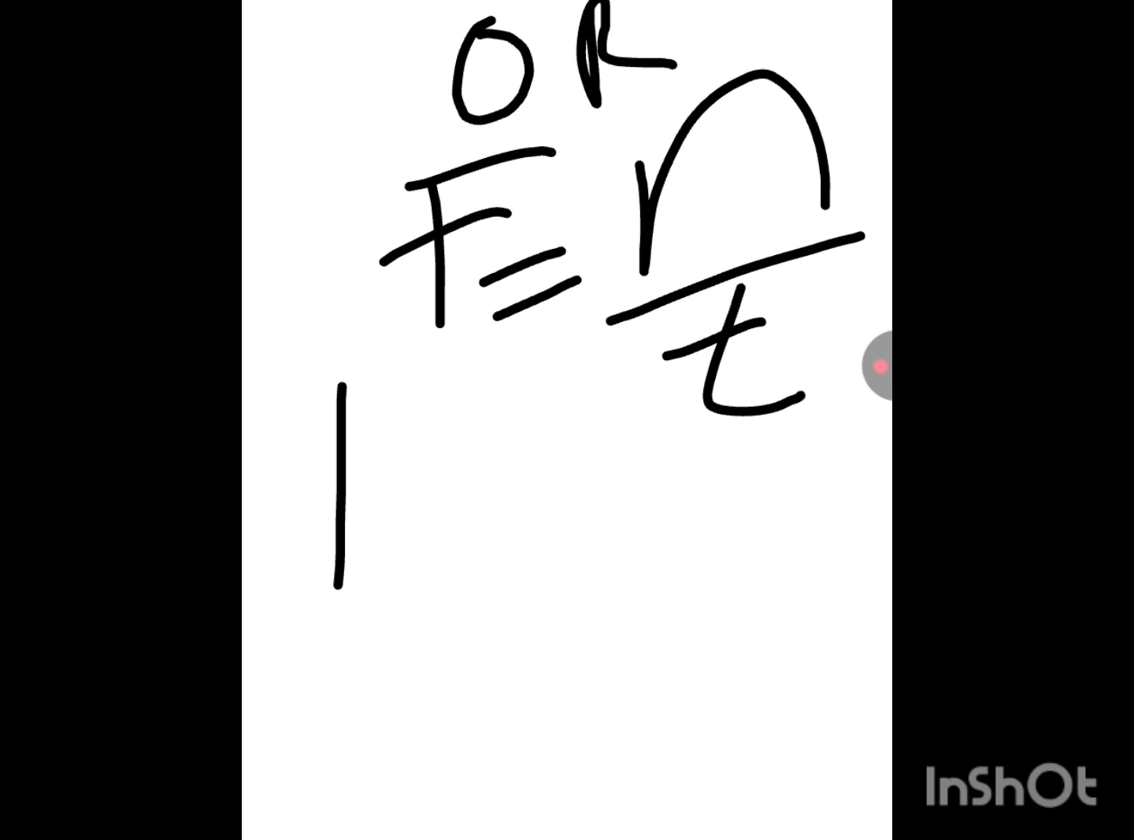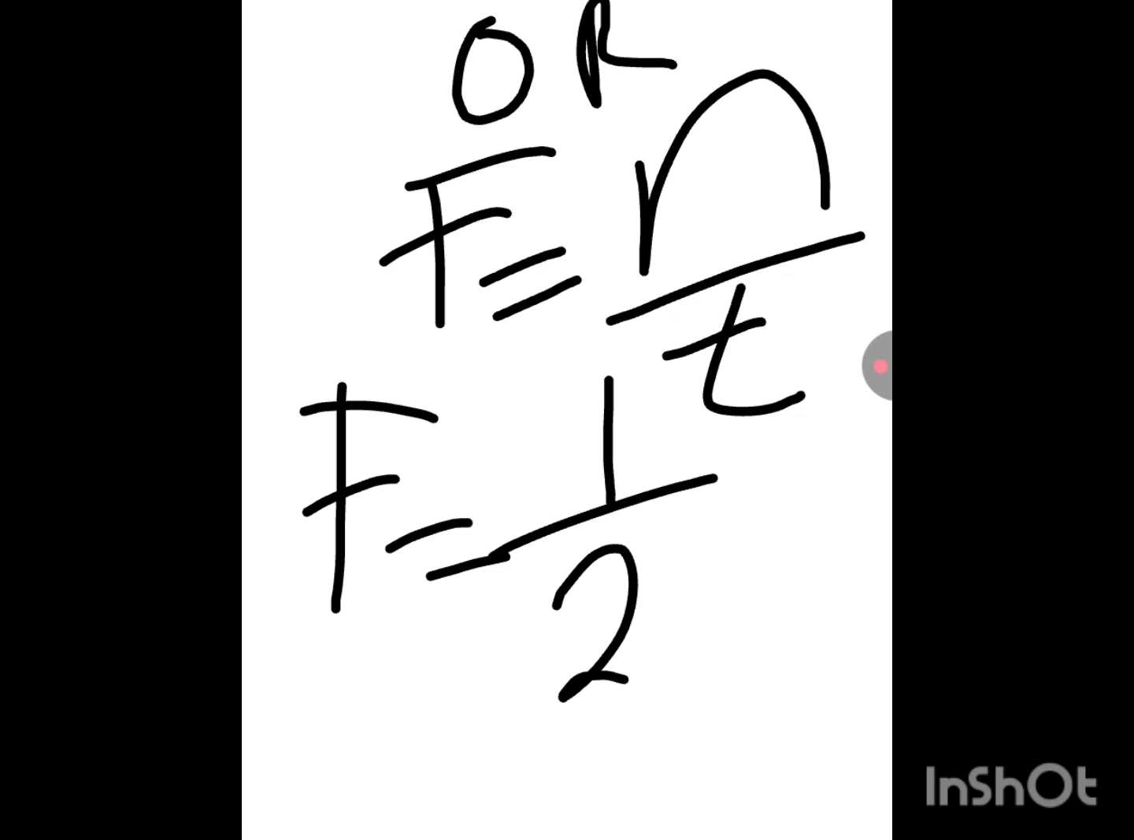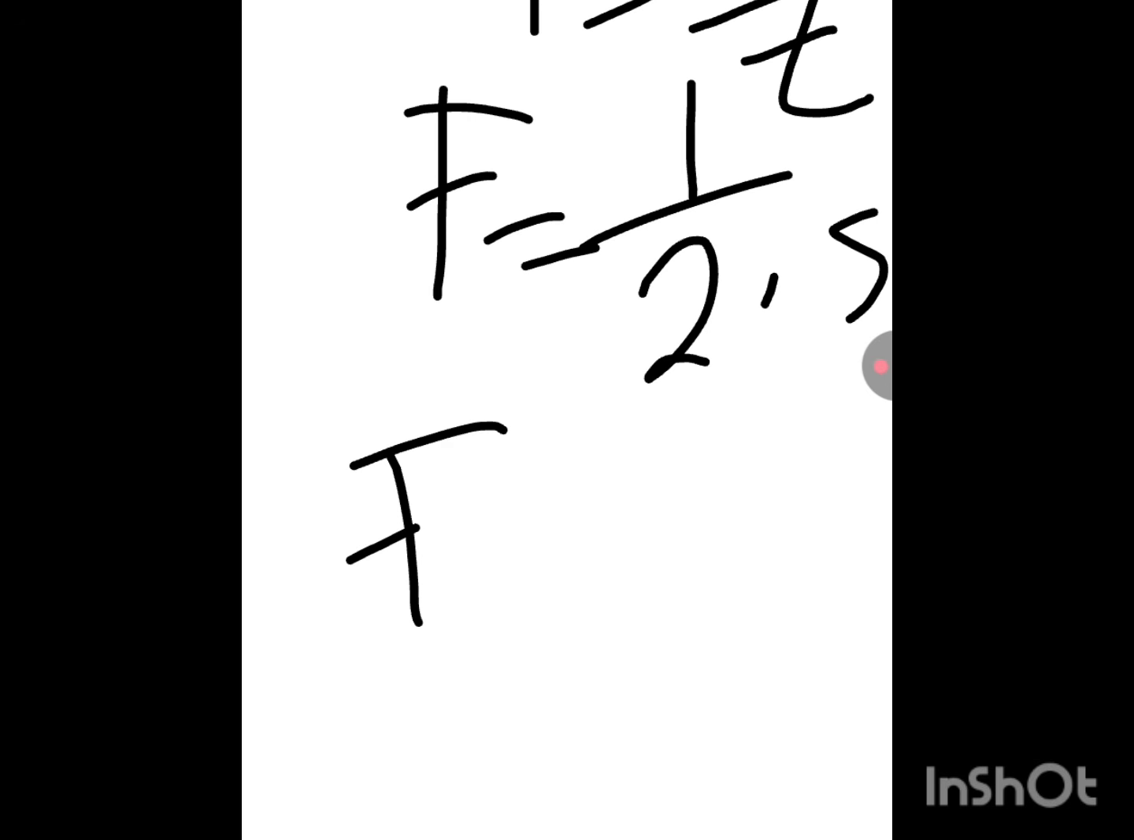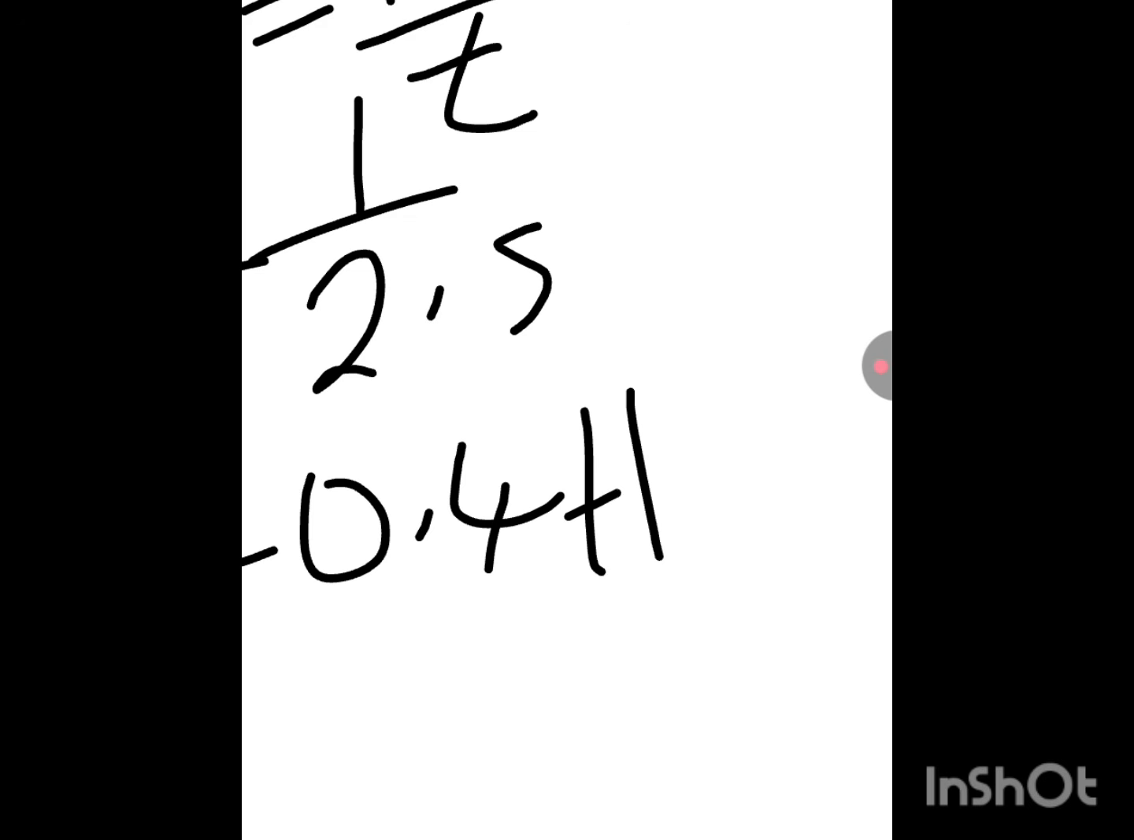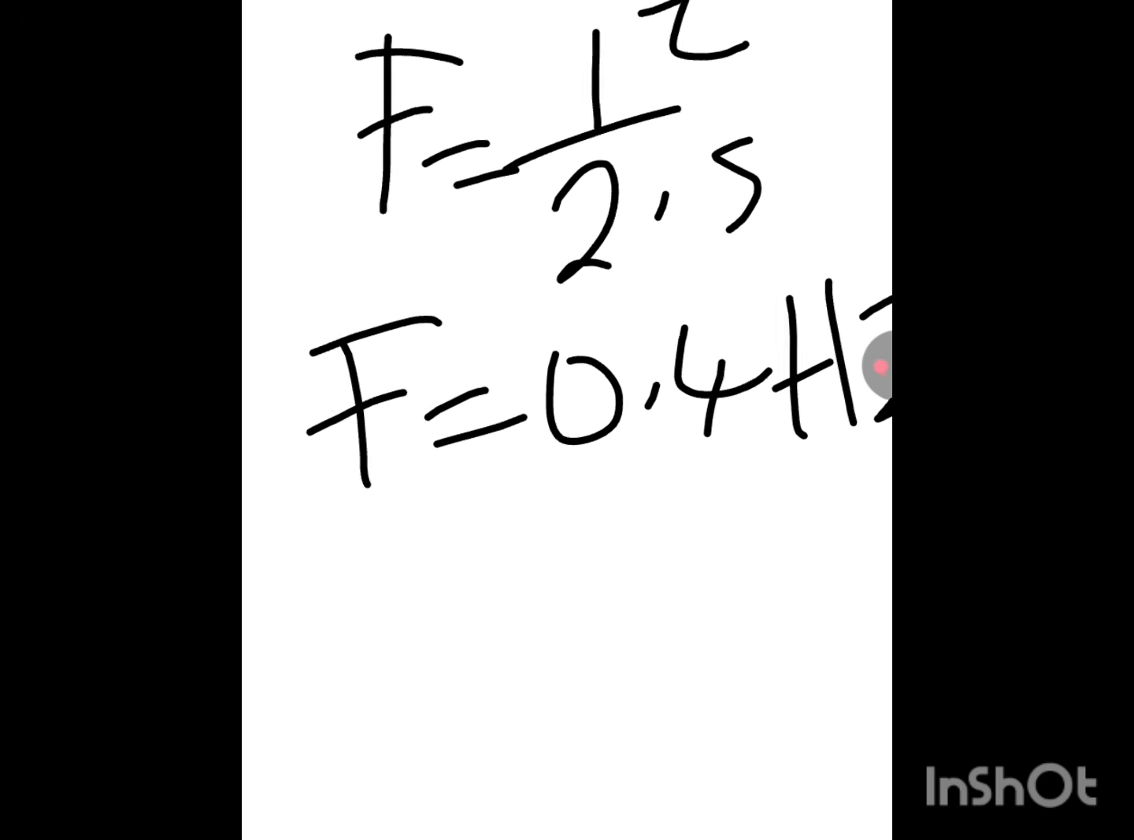I'm going to start with the first one. Frequency is equal to 1 divided by the period of the pendulum, which we have already calculated, which is 2.5. So 1 divided by 2.5 is 0.4. Remember the SI unit for frequency is hertz. So this is the first answer.